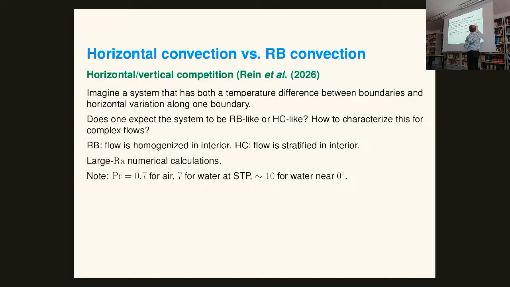So what's it going to be? Is it going to be Rayleigh-Bénard-like? Is it going to be horizontal convection-like? And so one thing we have to think about is how do you measure that? One thing you see is that in Rayleigh-Bénard, as I increase the Rayleigh number and push it harder and harder, the flow starts to basically mix up quite well in the interior.